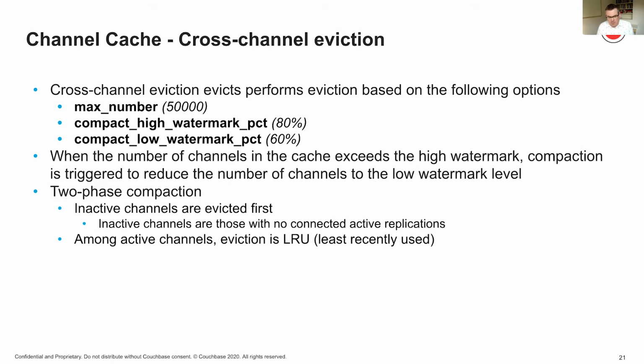So compaction is based on two criteria. Inactive channels are evicted first. So any channels that do not have connected active replications, meaning there's a client replicating that's connected to this sync gateway node and requesting this channel. So if evicting inactive channels is not sufficient to reach the low watermark, sync gateway does LRU eviction, so least recently used eviction, among active channels.